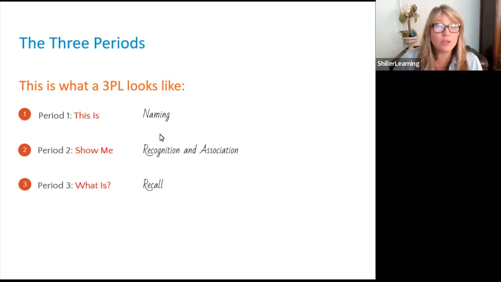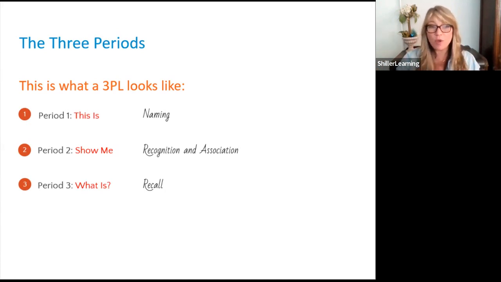Okay, so the 3 period lesson, there are 3 stages as indicated by the name. The first period is a naming period, and that is when your child is going to be introduced to an item. The second, and we're going to go through each one more in depth, is when they are then able to recognize and associate that name that you've assigned in that first period with the object. And then the third is recall.